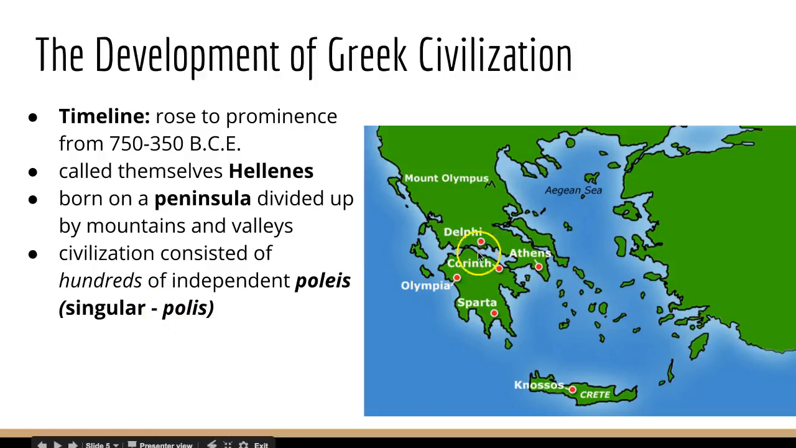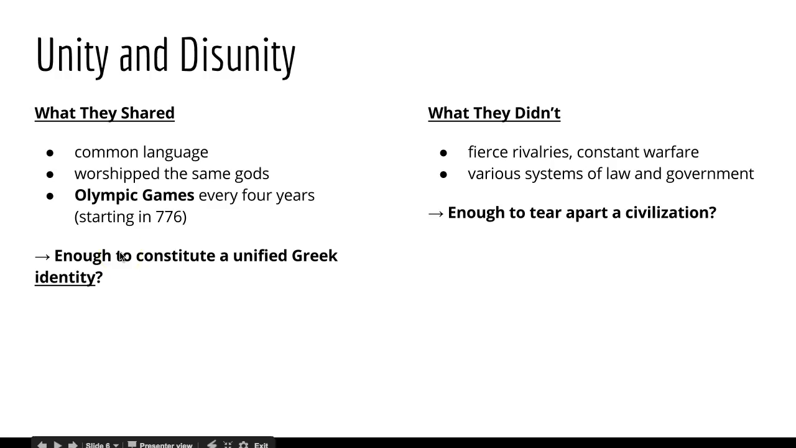So you can see Athens, Delphi, Corinth, Olympia, Sparta, all in this area here, again divided up by mountains and valleys. So let's talk about the unity and disunity. So the things that they shared were a common language. They worshipped the same gods. They had Olympic Games every 4 years, starting in 776 BC.